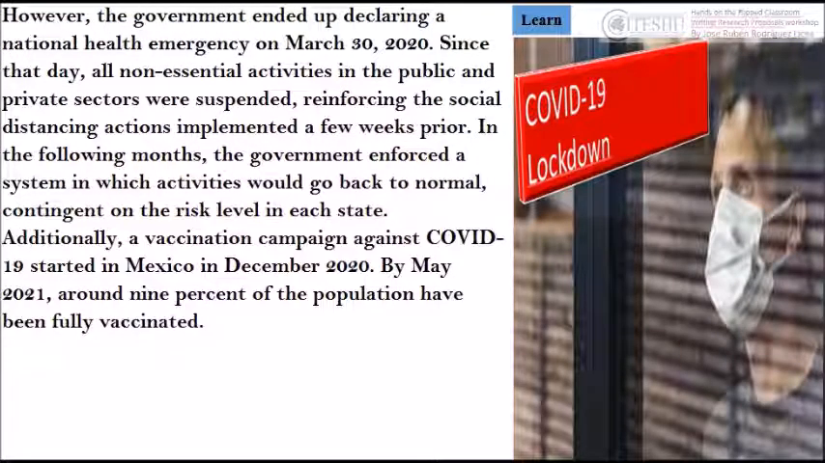However, the government ended up declaring a national health emergency on March 30, 2020. Since that day, all non-essential activities in the public and private sectors were suspended, reinforcing the social distancing actions implemented a few weeks prior. In the following months, the government enforced a system in which activities would go back to normal, contingent on the risk level in each state. Additionally, a vaccination campaign against COVID-19 started in Mexico in December 2020. By May 2021, around 9% of the population had been fully vaccinated.